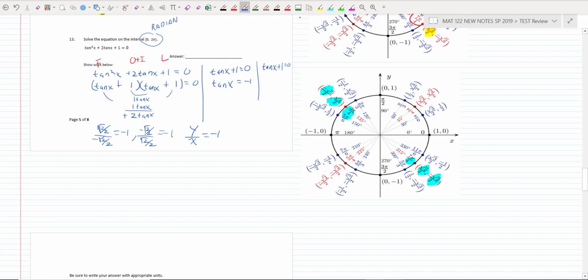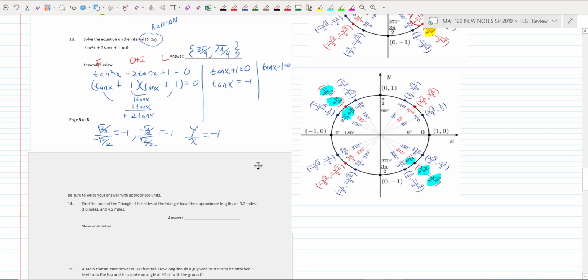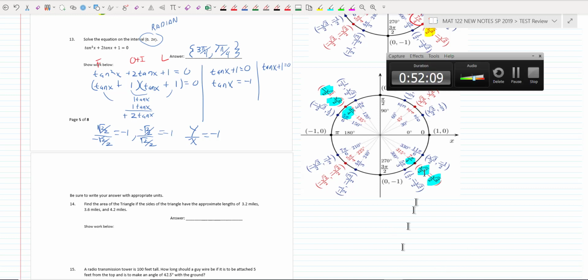Okay, so those are your two answers on that, and we're just writing these answers. Usually in a set brace, we would just say our answers are 3 pi over 4 and 7 pi over 4. Okay, like that. So that's another thing you want to know how to do: solve a trig equation when you have to factor. You want to be able to handle the different types of factoring problems.